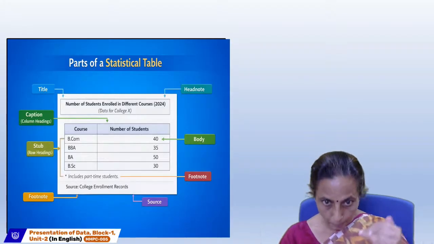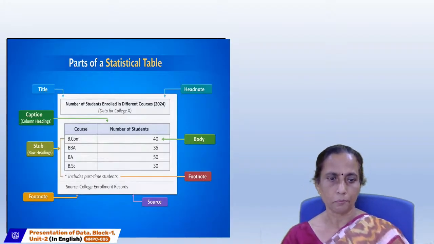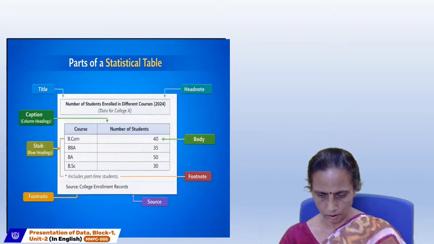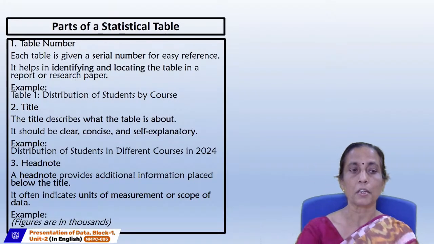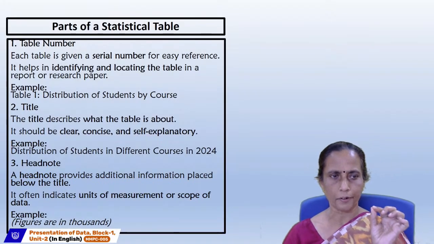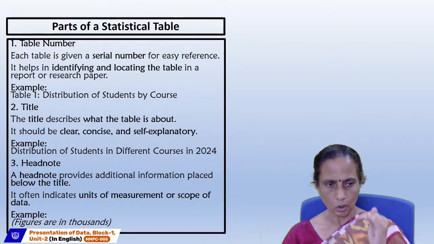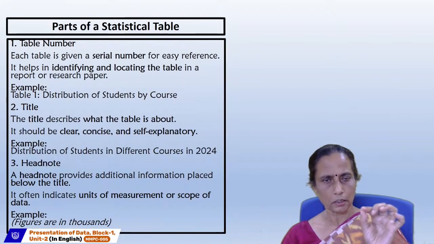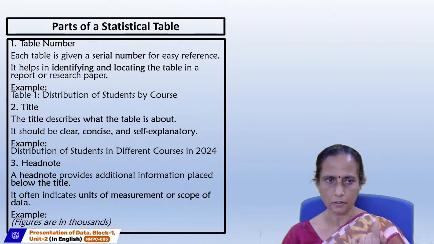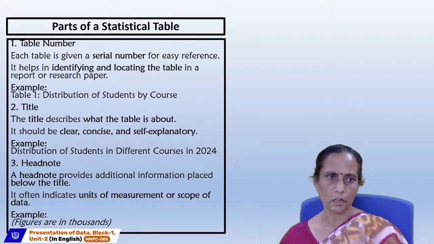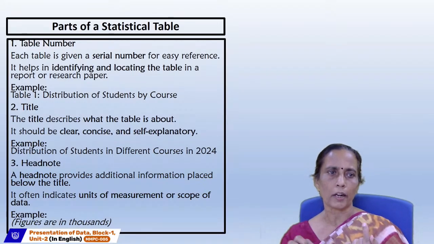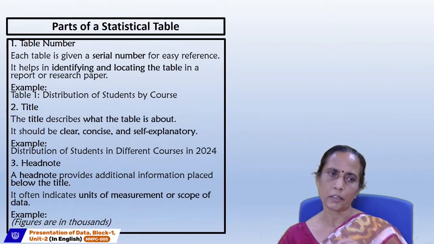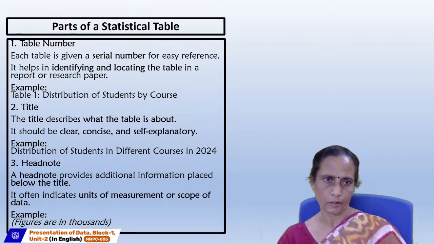Again, below that table, I should have the source from where I have collected the data. So this is a simple description of each part, starting with the table number. Each and every table in your document should contain a table number, like Table 1. Each table is given a serial number for easy reference, so that in future analysis or interpretation you can refer to Table 1. It helps in identifying and locating the table in a report or a research paper.